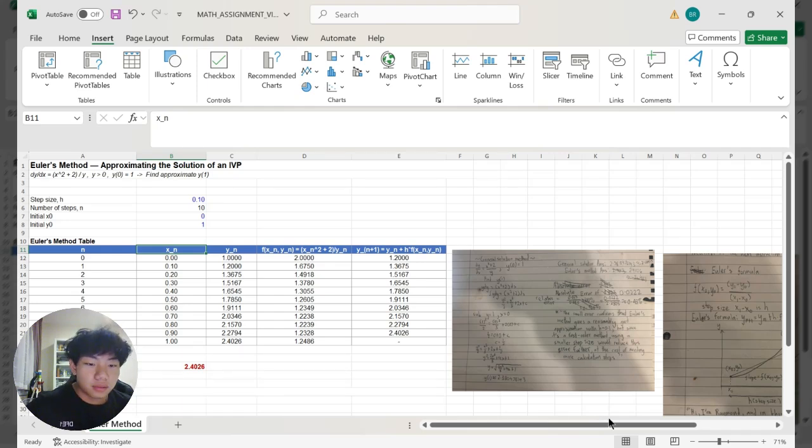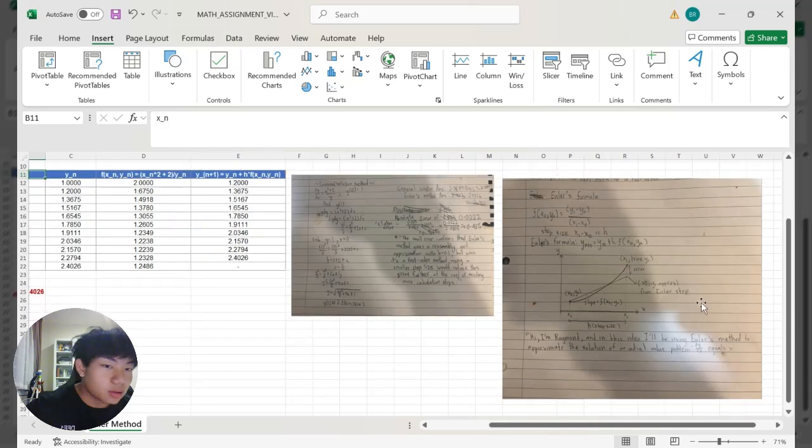Euler's method works on a simple idea. If we don't know the true solution curve, which is this, we can approximate it using straight line steps based on the slope at each point. Here's my diagram. This curve represents the true unknown solution y of x. Say we're at a known starting point, x0, y0 at this point. The differential equation tells us the exact slope at this point. That's f of x0, y0.